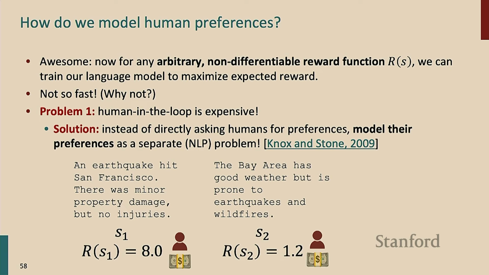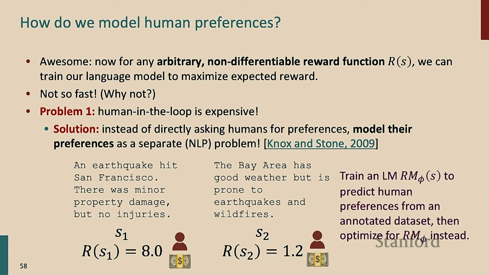One idea is that instead of needing to ask humans for preferences every single time, you can build a model of their preferences, literally just train an NLP model of their preferences. This idea was first introduced outside of language modeling by the paper of Knox and Stone. They called it TAMER, but we're going to see it re-implemented here, where we train a language model, we'll call it a reward model, RM, parameterized by phi, to predict human preferences from an annotated data set. Then when doing RLHF, we're going to optimize for the reward model's rewards instead of actual human rewards.